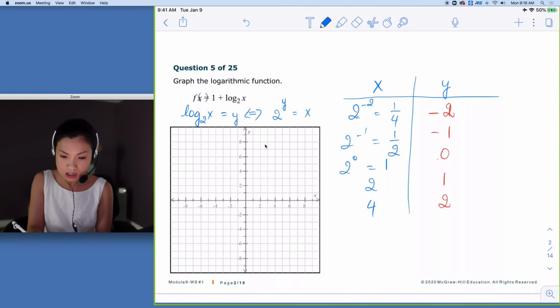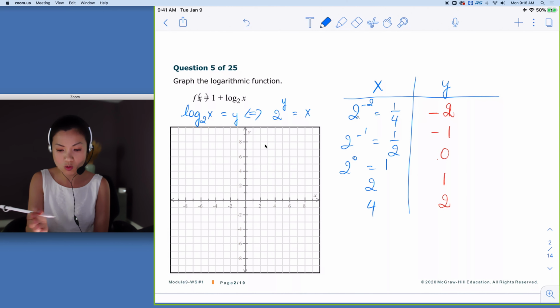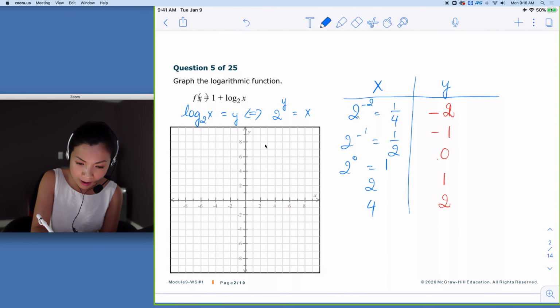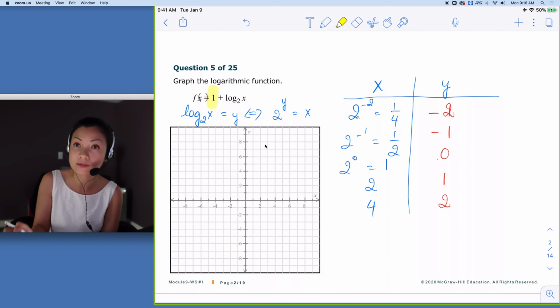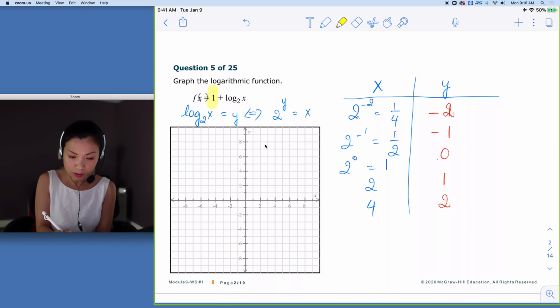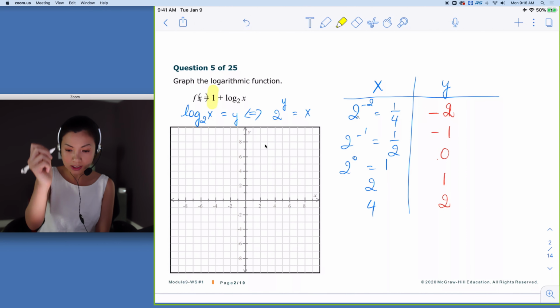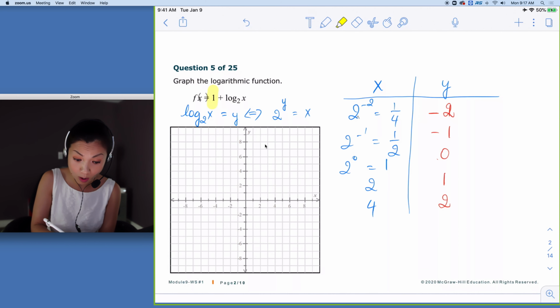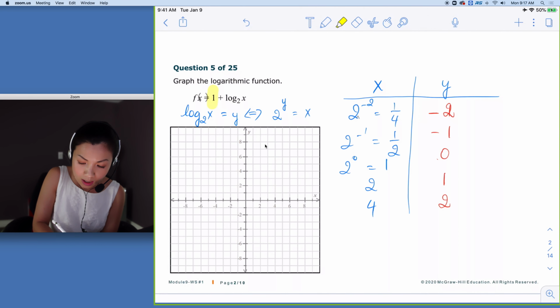So you can see that we have 1/4, negative 2; 1/2, negative 1; 1, 0; 2, 1; 4, 2. Now notice that the graph is going to shift up 1. So you plot the points and you go up 1. The first point is going to be 1/4, negative 2. So 1/4, negative 2 is like right here. Oh, sorry. Let me just go back.